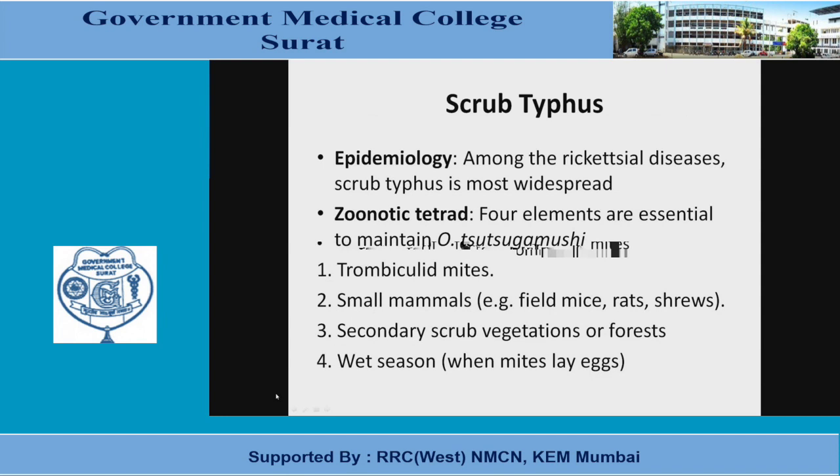Four elements are essential to maintain tsutsugamushi. That is, a trombiculid mite should be present in the area. Small mammals like field mice, rats, shrews should be present. Secondary scrub vegetation or forest are the reservoirs. Wet season is favorable for the transmission as the mites lay the eggs and develop into the larva, and that larva is going to bite the humans.